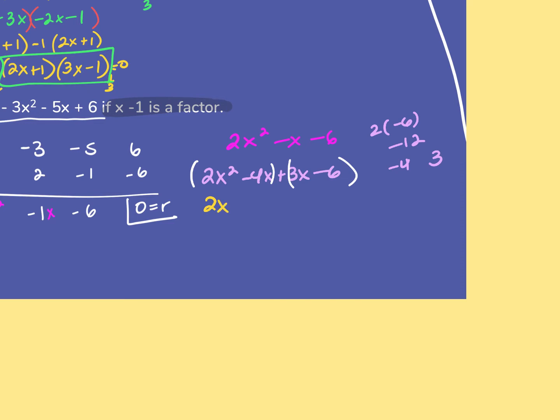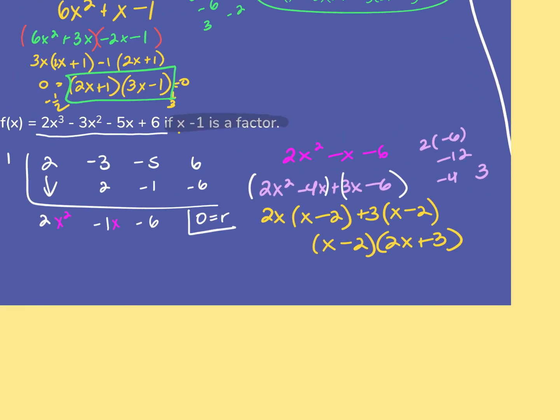Take out a 2x. Take out a +3, and I get x minus 2 and 2x plus 3. So I just have to add on the factor that they gave me in the beginning, because all this wants is a factored answer. If it had asked for the zeros or the roots or the x intercepts, it would be 1, 2, and -3/2. I don't remember what they asked for.